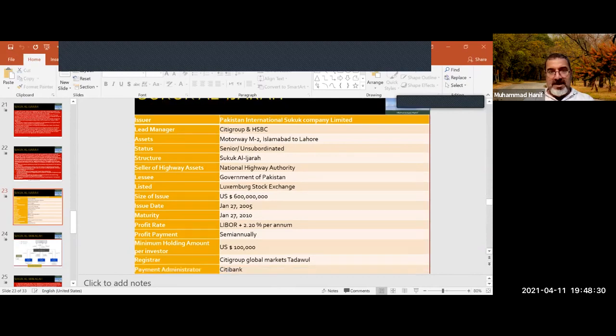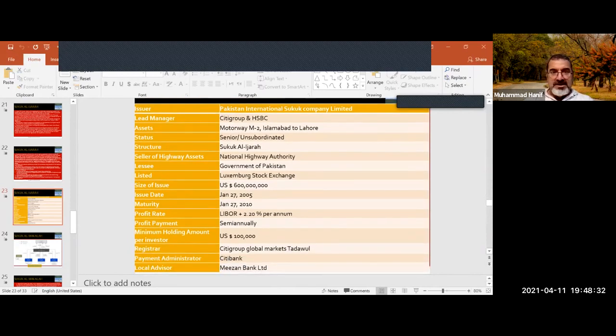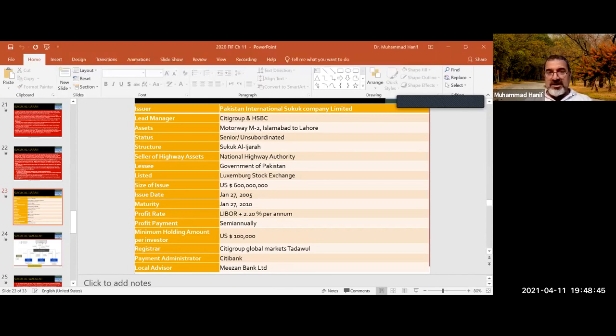So as you can see, the issuer was Pakistan International Sukuk Company Limited, and lead manager was Citigroup, and asset was M2, yani motorway between Lahore and Islamabad. Status was senior unsubordinated. Unsubordinated means the first claim. Structure Sukuk al Ijarah, seller of highway asset, National Highway Authority. Lessee was Government of Pakistan, listed on Luxembourg Stock Exchange.